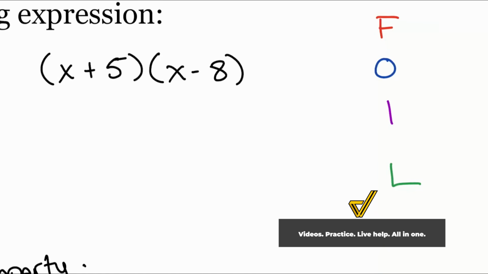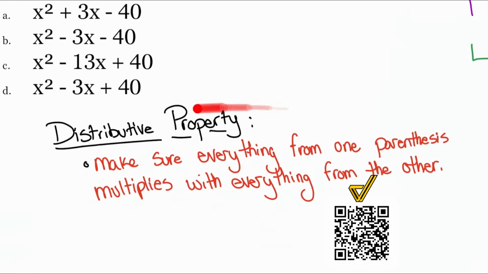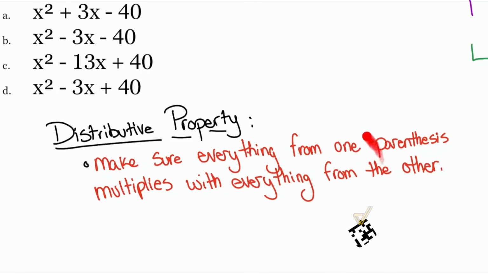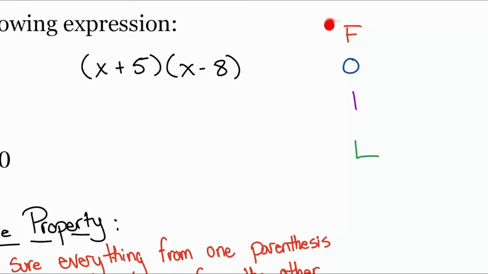But here's the problem with FOIL. It only works when it's 2 by 2. This idea here works for any size. It could be 1 times 2, 1 times 3, 2 times 2, 2 times 3. This always works, and I'll prove it to you right now. First, let me show you what FOIL looks like.